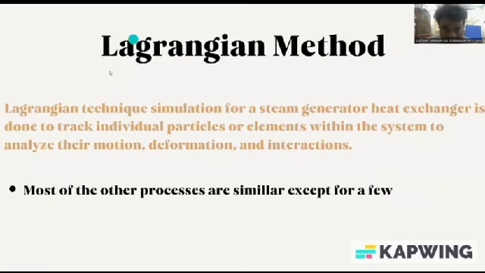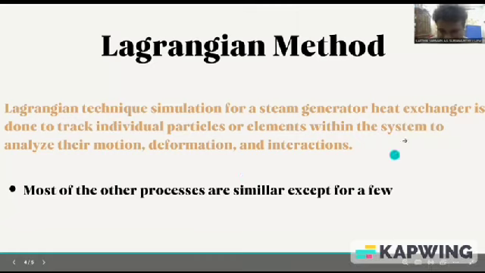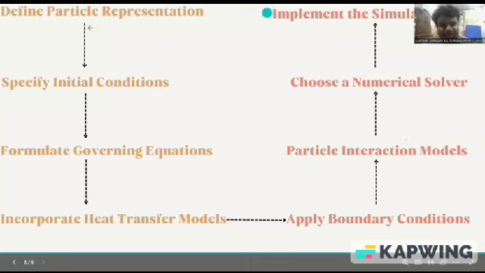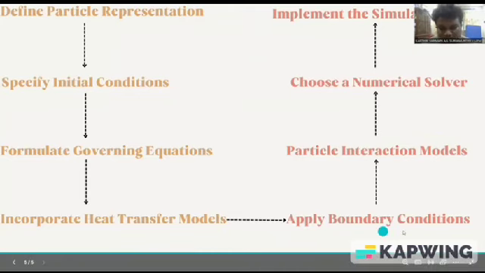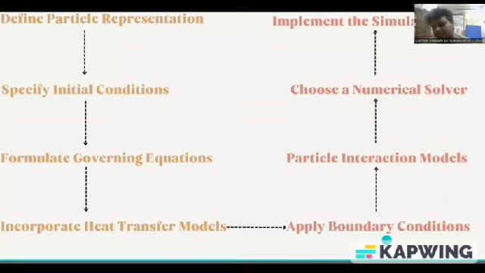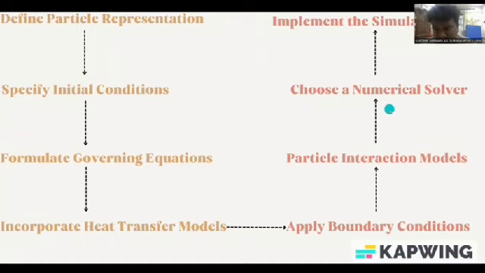So for the Lagrangian method, the Lagrangian technique simulation for a steam generator heat exchanger is done to track individual particles or elements within the system to analyze their motion, deformation, and interaction. Most of the other processes are similar except for a few. First we define particle representation. Next we specify initial conditions, and following that we formulate governing equations. Then we can incorporate heat transfer models, and moving forward we can apply boundary conditions. Furthermore, we can do particle interaction models, and then we can choose a numerical solver, and then we can implement the simulation code. Finally, we can run the simulation.